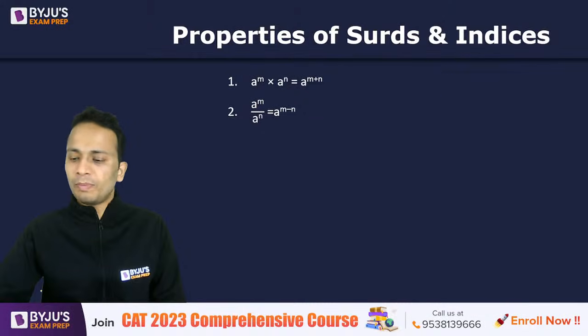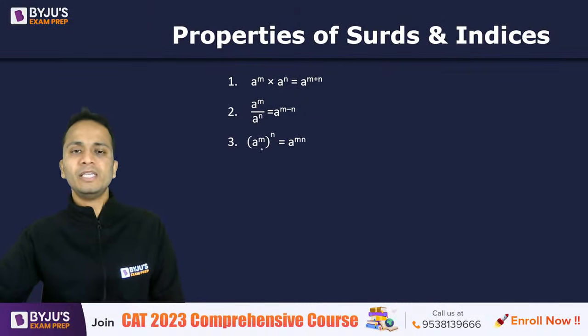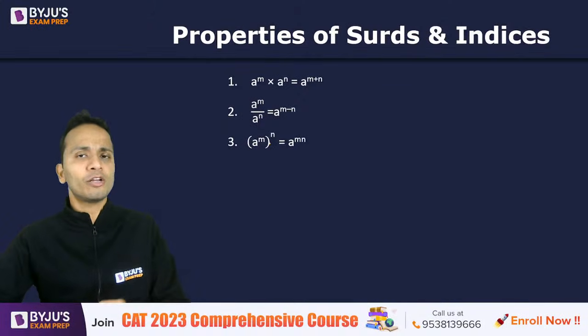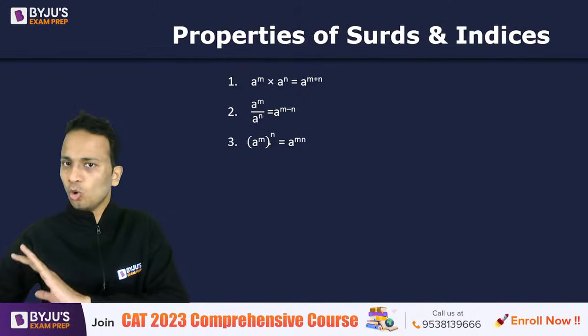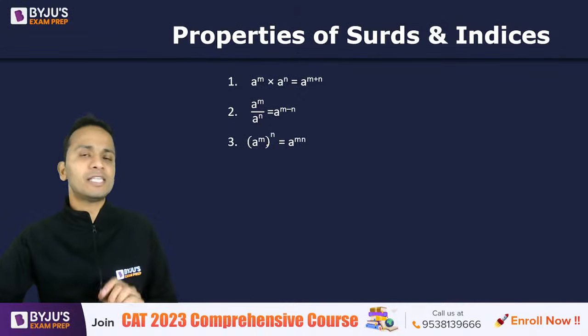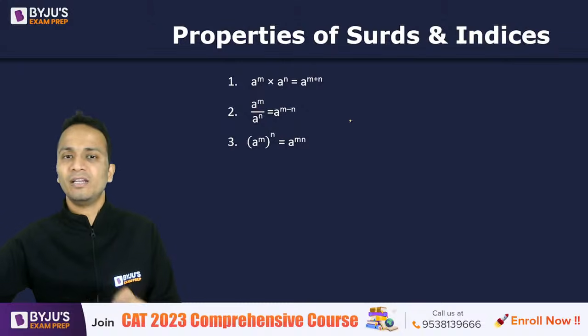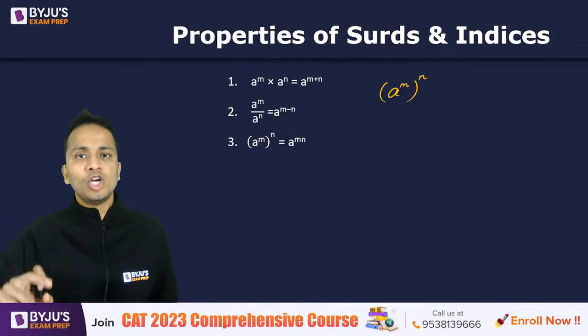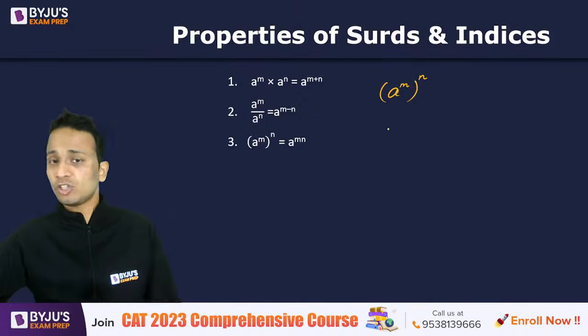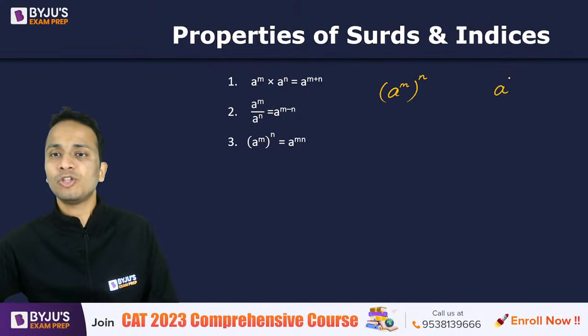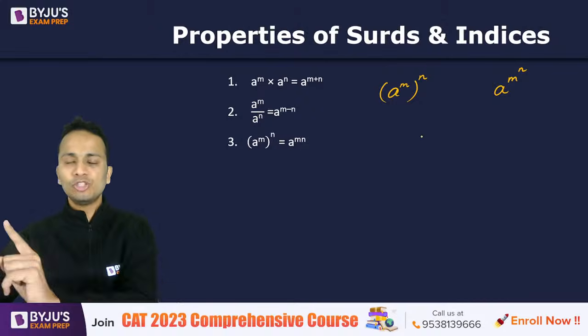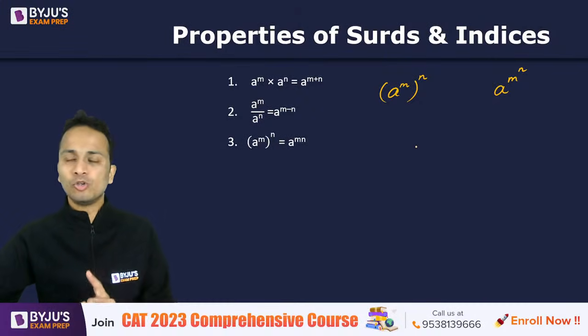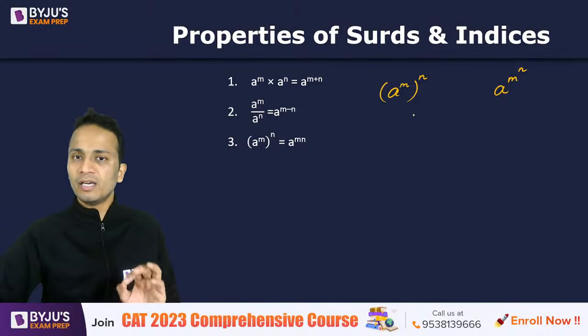Now let's move on to property number 3. This is a very important property, and this is where a lot of us commit mistakes. So don't make a mistake, and try to understand this property in detail. Now, a raised to the power m whole raised to the power n. This is how we read it. I'll repeat, a raised to the power m whole raised to the power n. First of all, this is different from a raised to the power m raised to the power n. These two are completely different numbers, so don't be confused. I'll repeat, how do we read it?